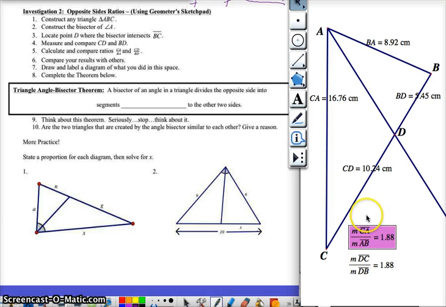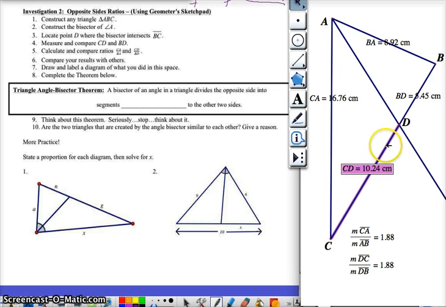So what did we do? We went from side length here to side length here. So large side length is to small side length as this portion here cut off by the angle bisector. So I go back to the same side I started from. So if I started with CA, I have to go back to DC. So CA is to AB as CD is to BD.